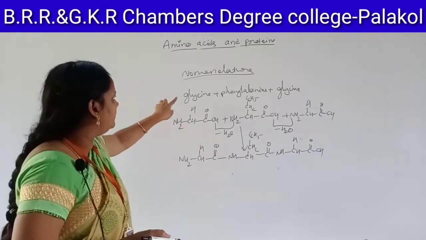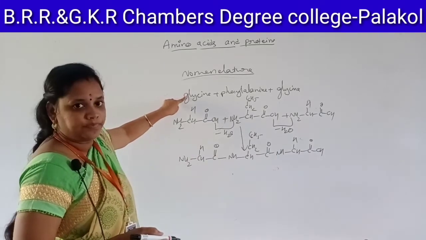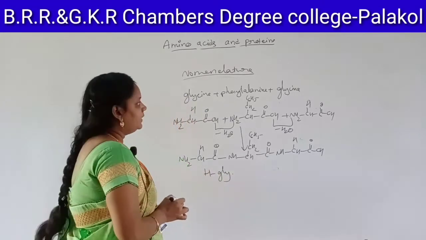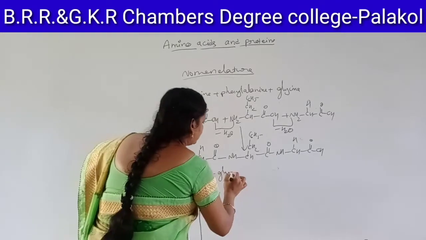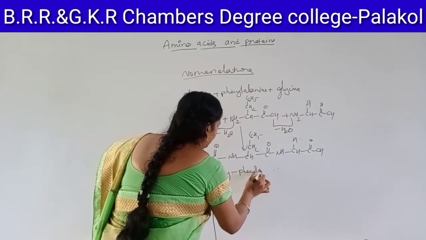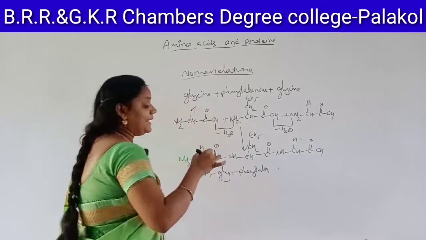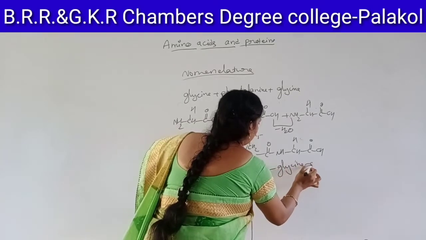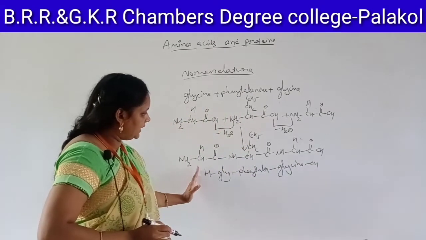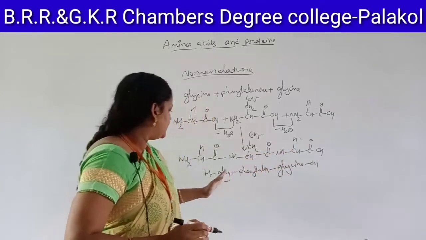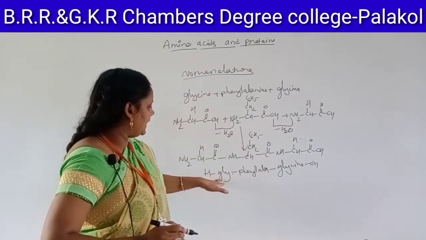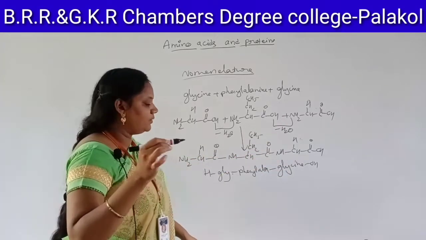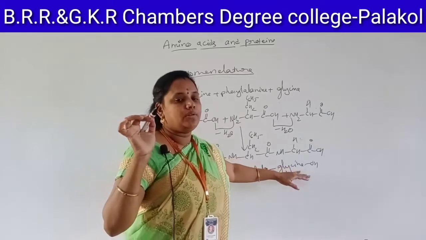Okay, how will we name it? First, glycine, so H with GLY. Next, phenylalanine, then glycine with OH. You have to state the name starting with H and ending with OH. At the start you write the abbreviated forms: gly, phenyl. For the ending one, we have to write the full name.